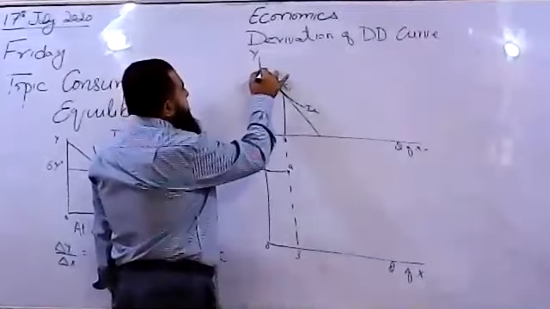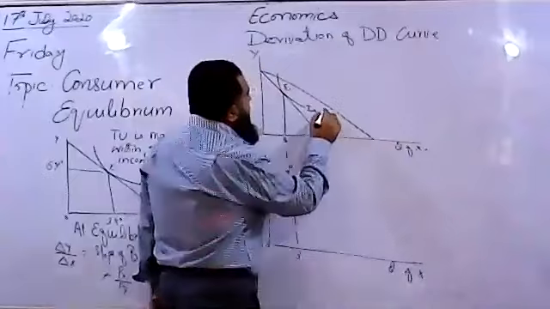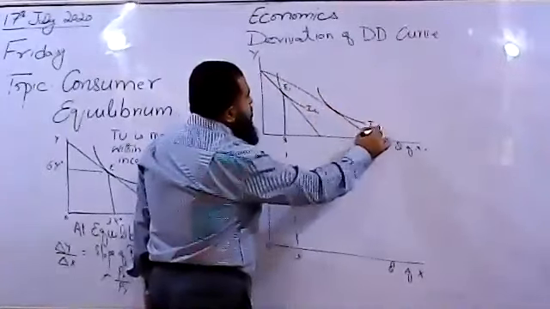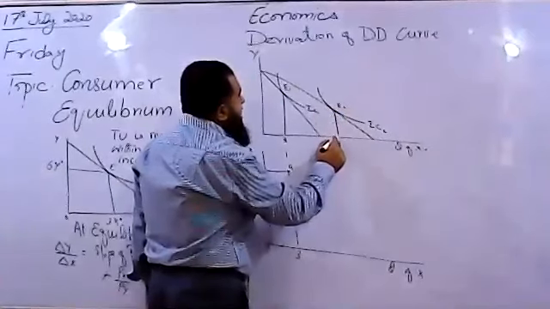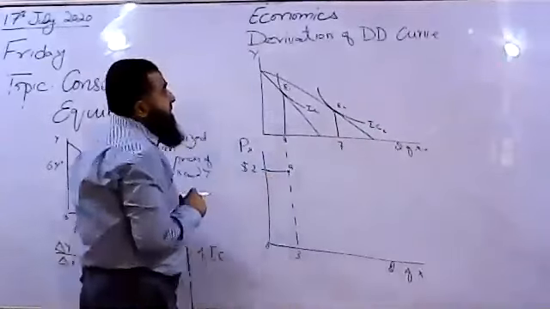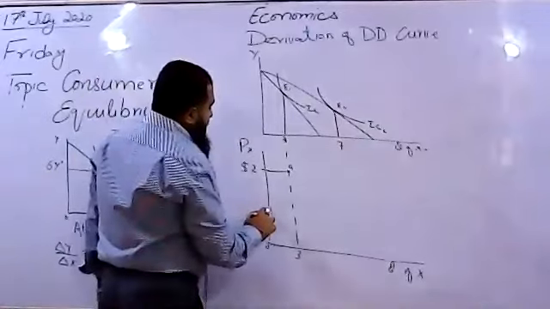The consumer is staying at this point A in the lower diagram. So when the price decreases, the budget line will rotate outward. Now the consumer has moved to a new indifference curve where he is buying, you can say, 7 units of X when the price is now $1.